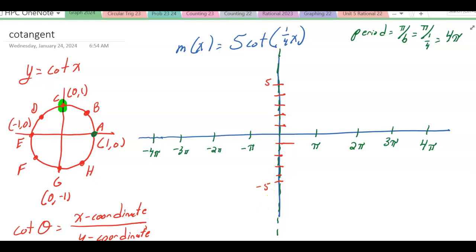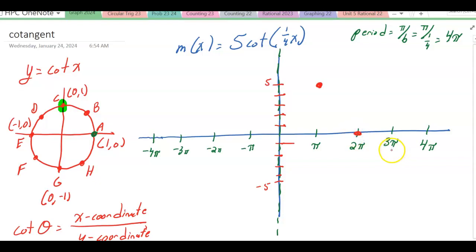If I were to plug in pi, I get the cotangent of 1/4 pi. The cotangent of pi over 4 is 1, times 5 is 5, so I'm up at pi, 5. If you plug in 2 pi, you get the cotangent of pi over 2. The cotangent of pi over 2 is 0, times 5 is still 0.